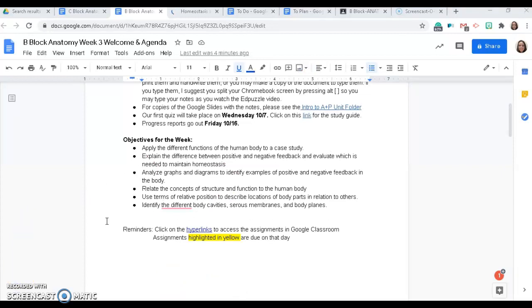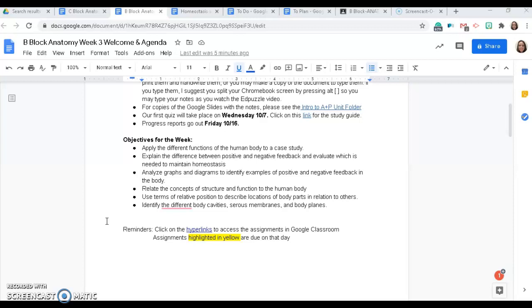Our objectives for the week are we're going to apply the different functions of the body to a case study to see what happens when those different functions aren't working properly. And then a lot of time this week we're going to spend on homeostasis. We're going to talk about both positive and negative feedback and evaluate which is needed for homeostasis.